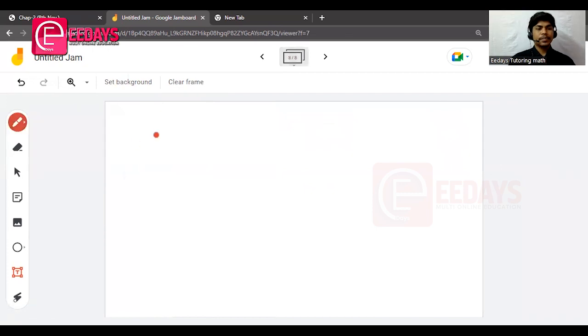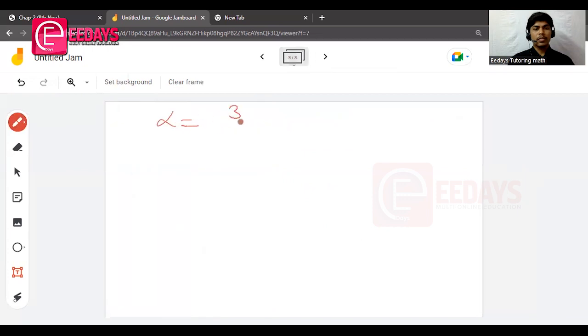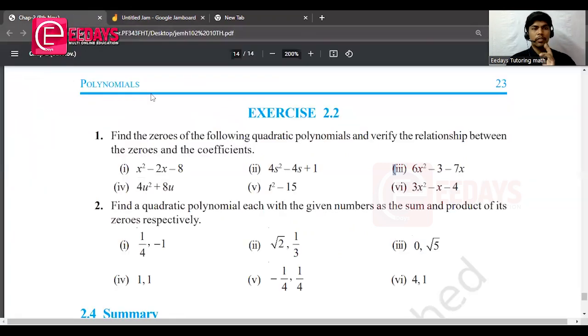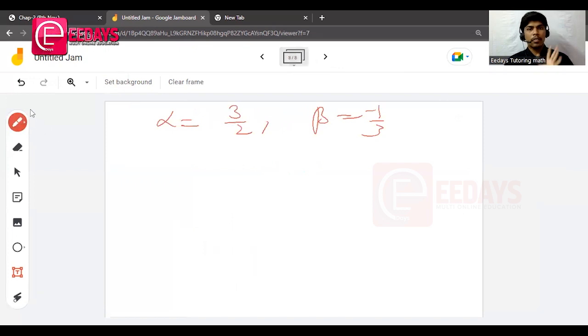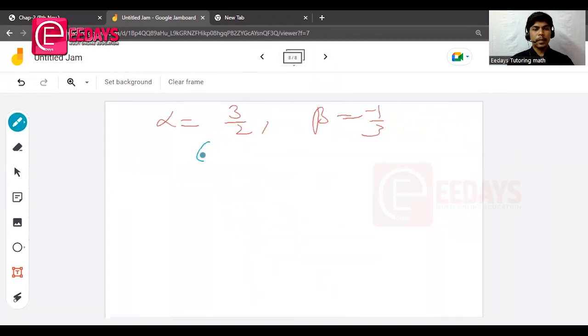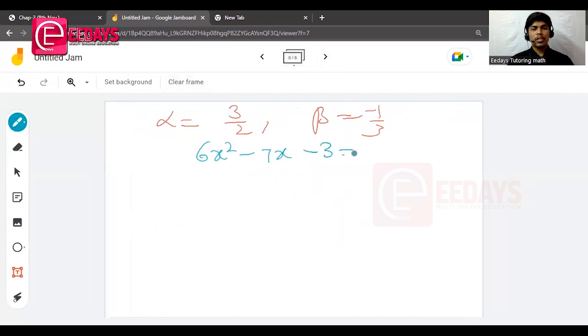Let's write it here. Alpha is equal to 3 by 2, beta is equal to minus 1 by 3. All right. After getting this, do one thing. We need to verify. Let's confirm what is the ABC value. What is the equation they have given? 6x square minus 7x minus 3 is equal to 0.